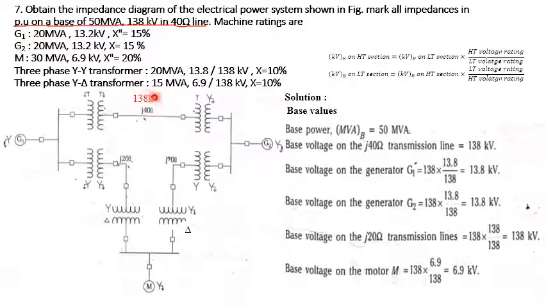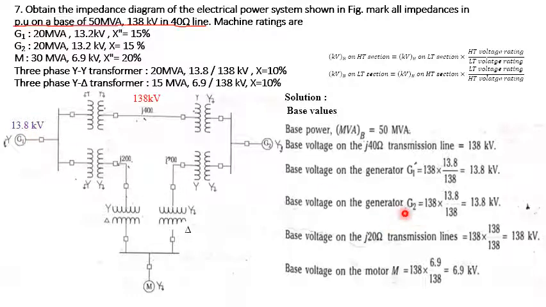This is 138 kV, into the LT voltage rating of the transformer. What kind of transformer is it? Star to star. What is the rating? 13.8/138. So here we have to consider the LT voltage rating, which is 13.8, divided by the ST rating, 138. So 138 and 138 will get cancelled. We will get 13.8. This is the new value. What I got is 13.8. That's why I mentioned it in a different color.